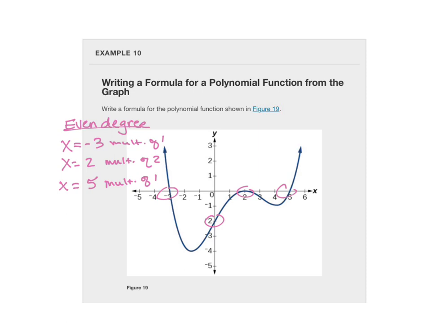Yeah, we said I need to have an even degree. If I count up my multiplicities, I've got 1, 2, 3, 4. That's even, right? Oh, yeah. So we're good. So it seems to be making sense so far.